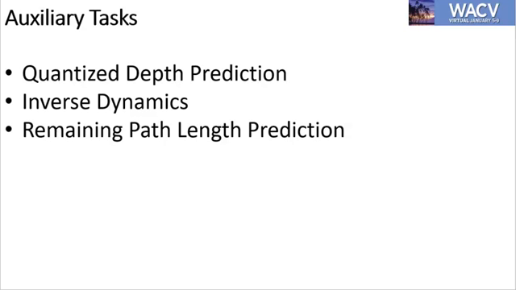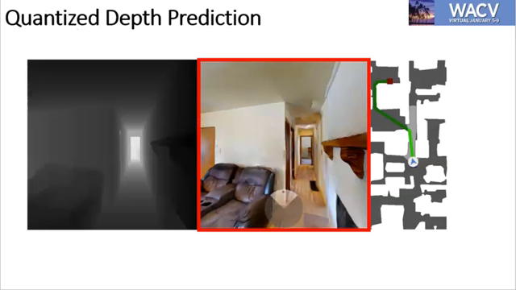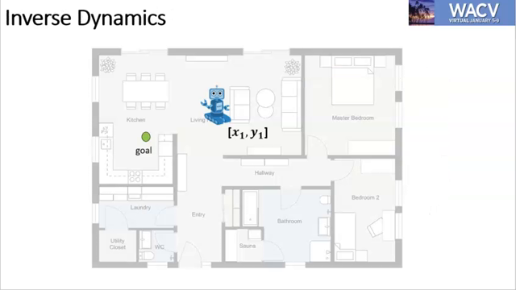Let us see our three auxiliary tasks: quantized depth prediction, inverse dynamics, and remaining path length prediction. The motivation for quantized depth prediction comes from the observation that depth agents perform far superior to the RGB agents. This indicates that depth information is crucial for navigation. The auxiliary network uses the spatial convolutional features from the RGB input to predict the depth map.